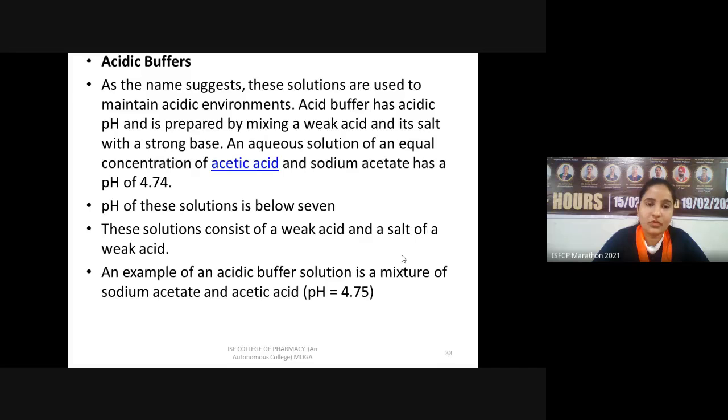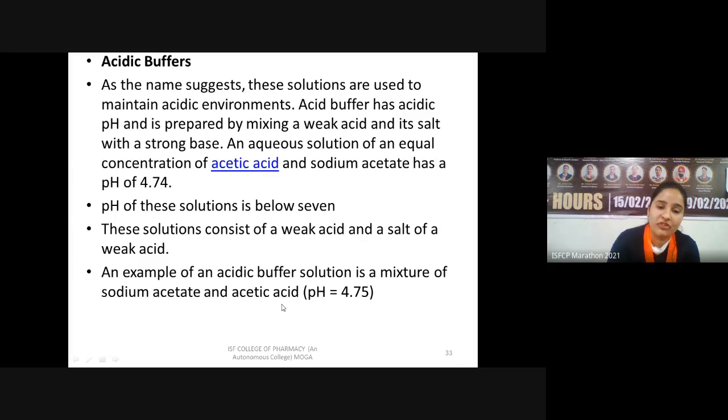Now the pH of the acidic buffer is generally below 7. These solutions, as I told you, contain a weak acid and the salt of the weak acid. An example is the mixture of acetic acid and sodium acetate. Acetic acid is a weak acid, and the salt, sodium acetate, is prepared as the salt of acetic acid with a strong base.